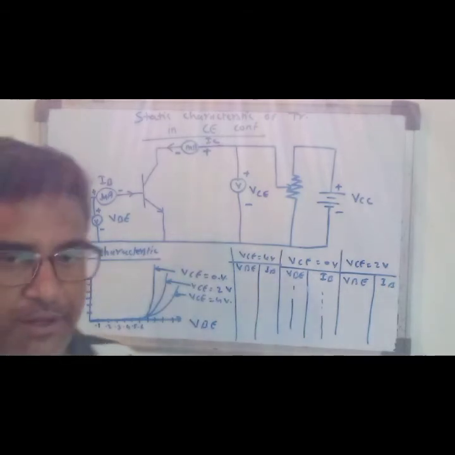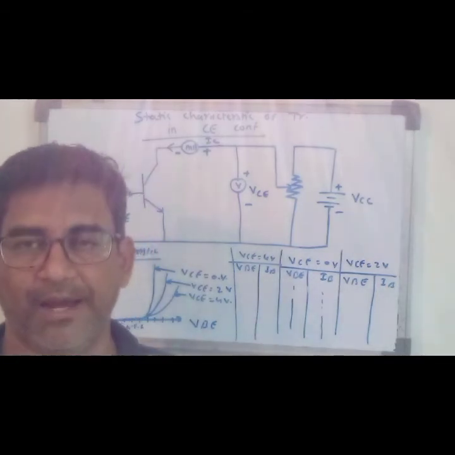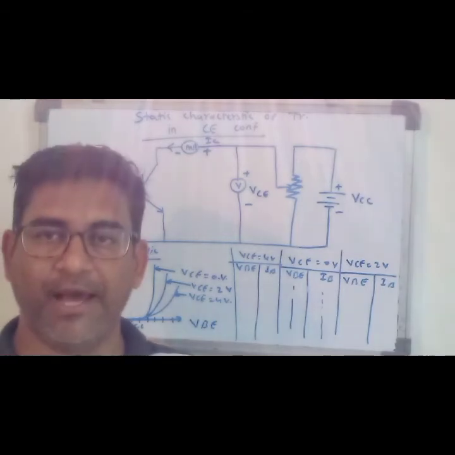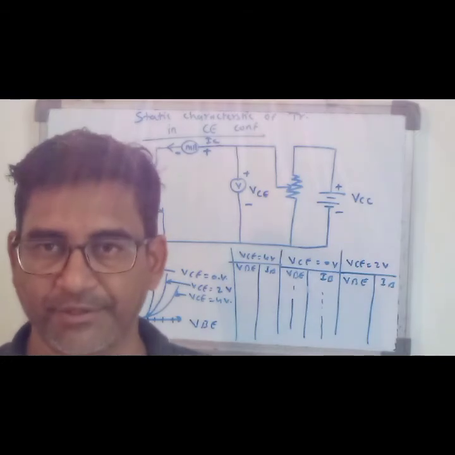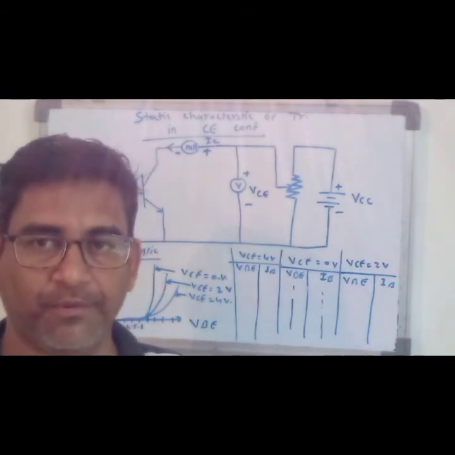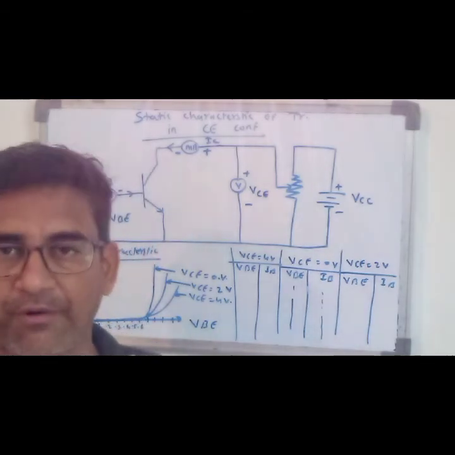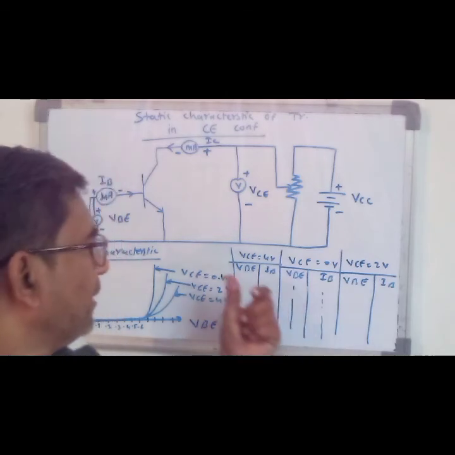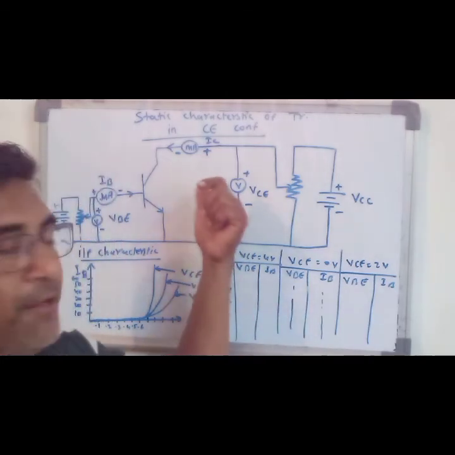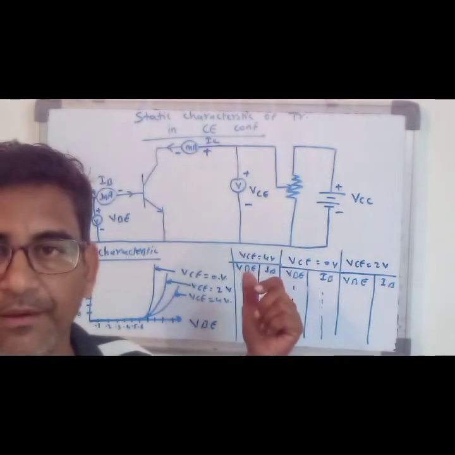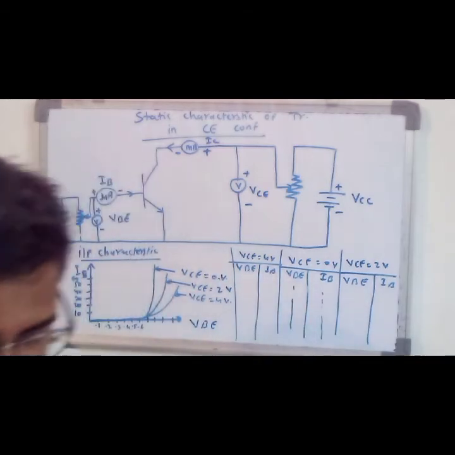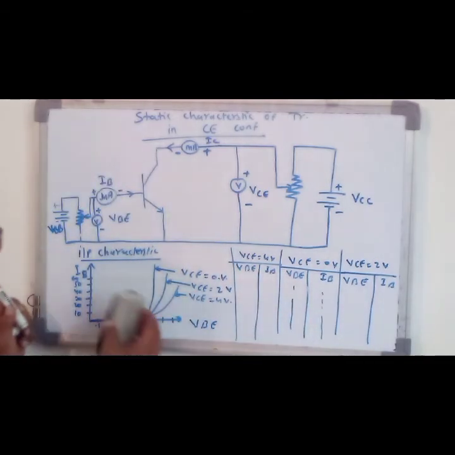In this way the graph is plotted, and when it is a silicon, it is acting as a simple PN junction forward bias characteristic. Okay, we will obtain the simple PN junction forward characteristics in a transistor's input configuration. Now we will see the output configuration.